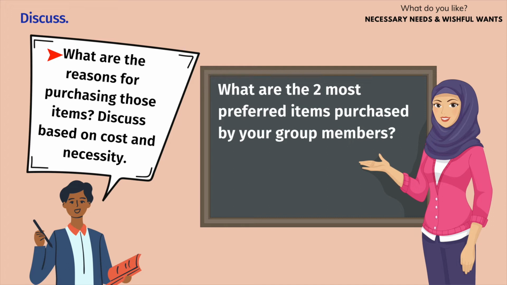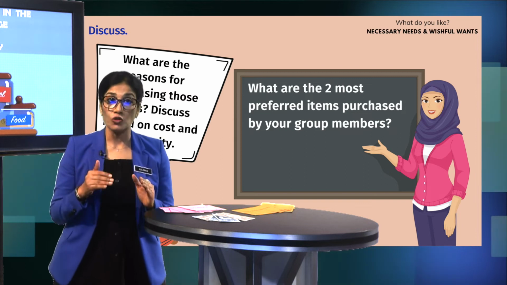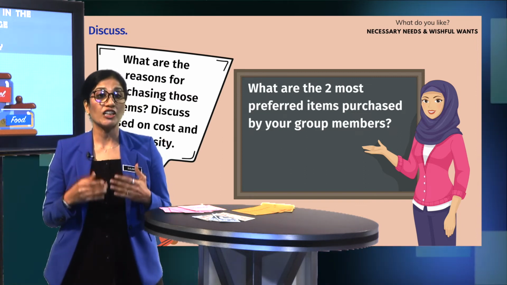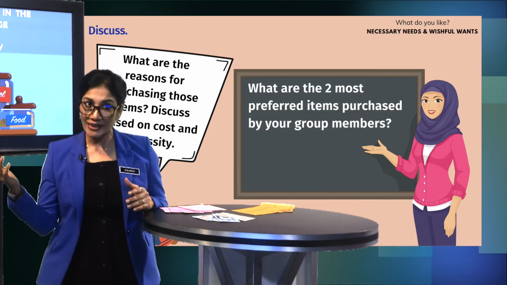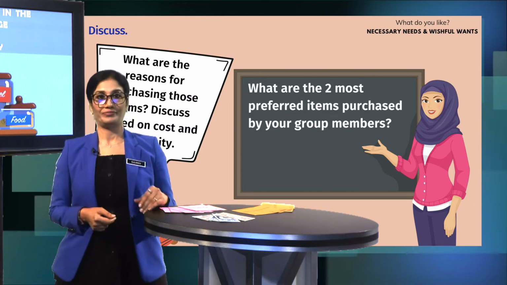Discuss from the viewpoint of cost and necessity, and write the outcome of the discussion on a mini whiteboard. Teacher then calls out the groups randomly and asks them to give feedback on the discussion.